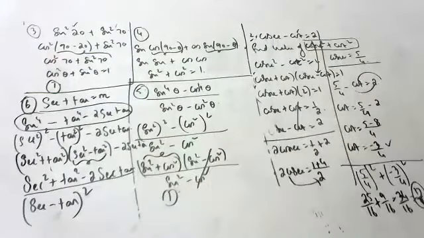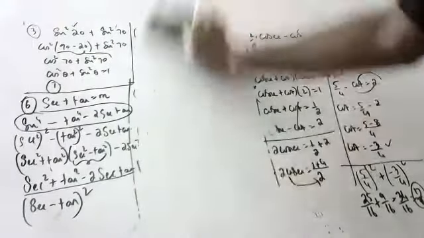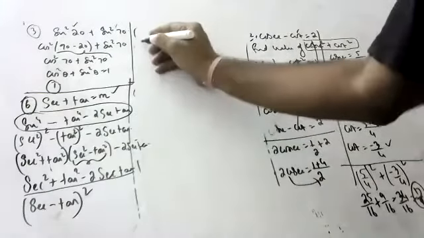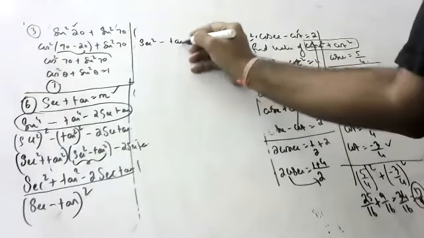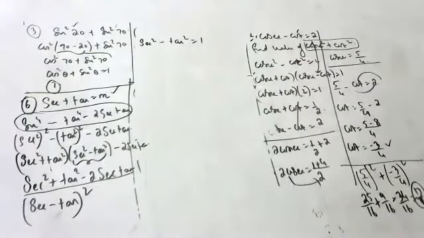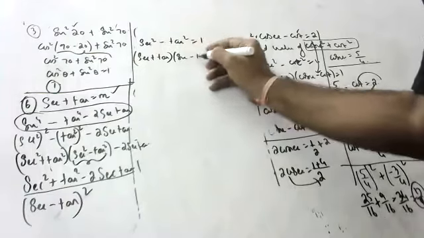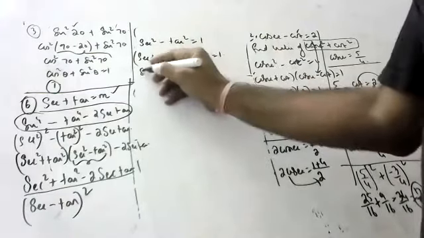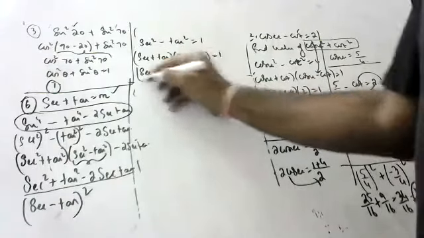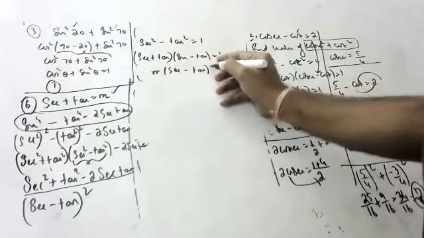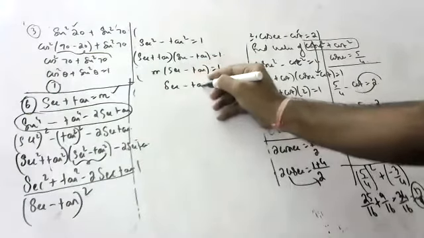But we have the question: secant plus tan is m. So secant square minus tan square is how much, children? 1. So secant plus tan into secant minus tan equals 1. M into secant minus tan equals 1. Secant minus tan equals 1 by m.